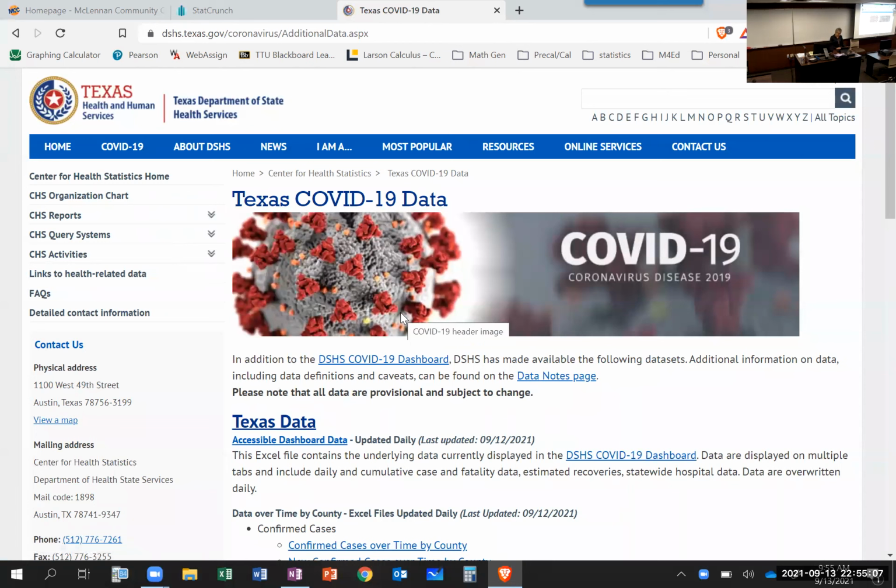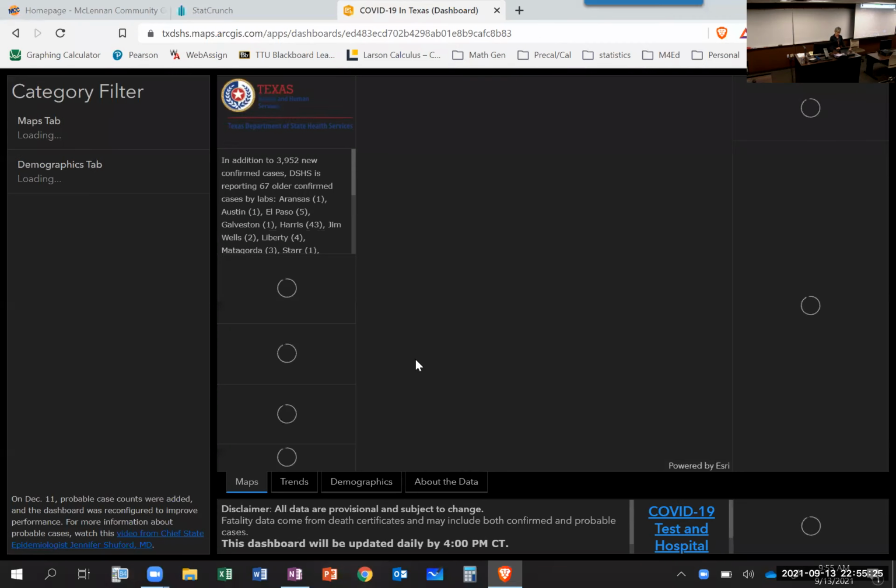Now, I wanted to take you here. I can't remember, I think I mentioned this last week, but I want to show this to you anyway. So this is, obviously you can see me pulling up, the COVID dashboard from the state of Texas.